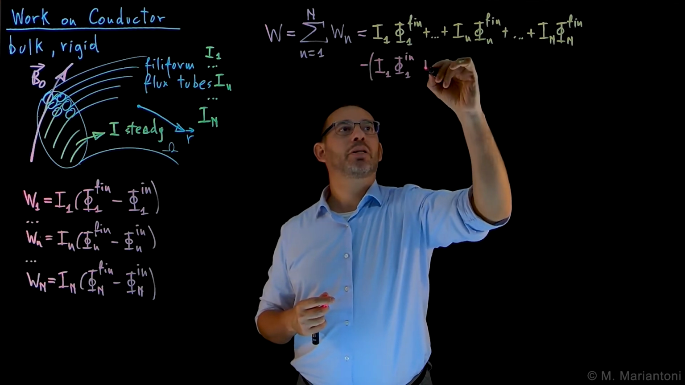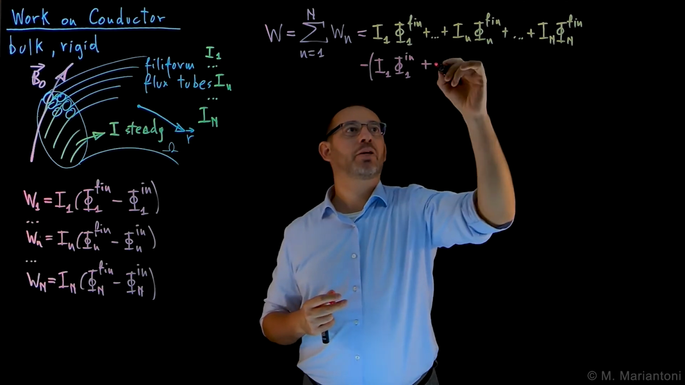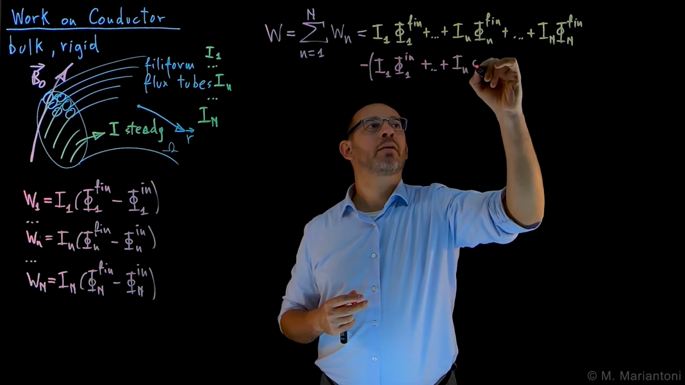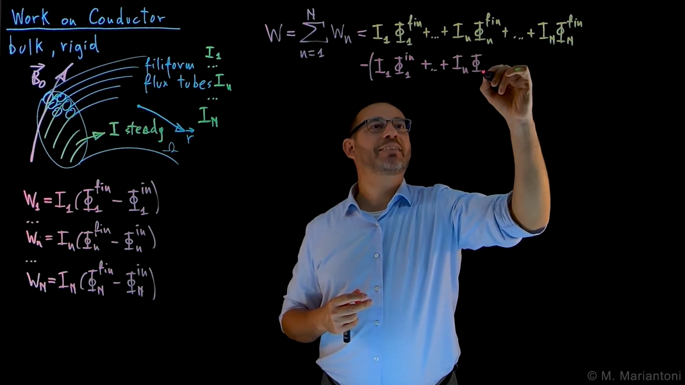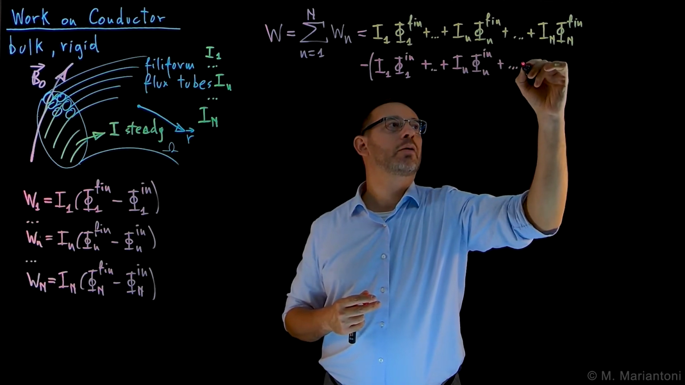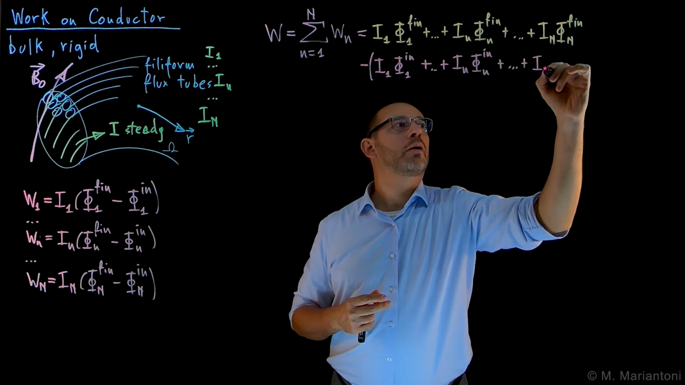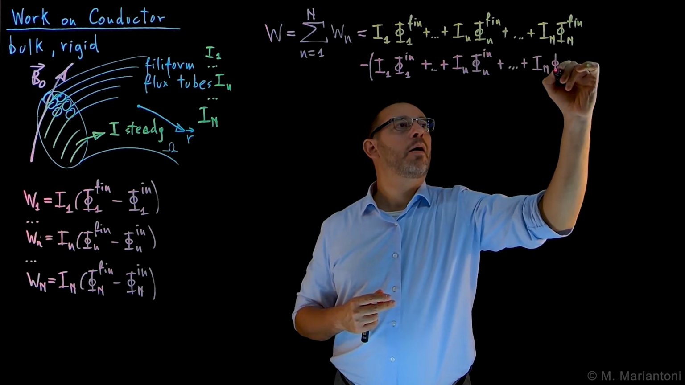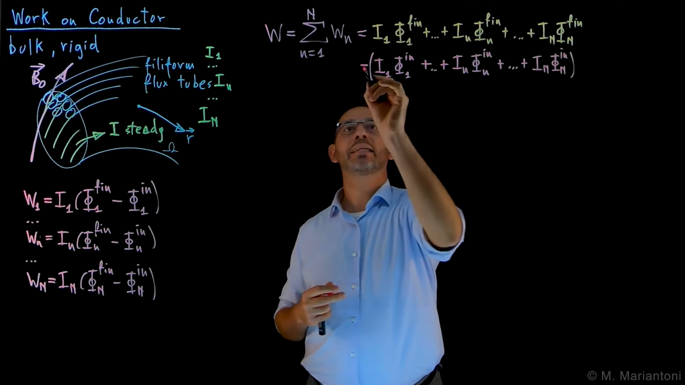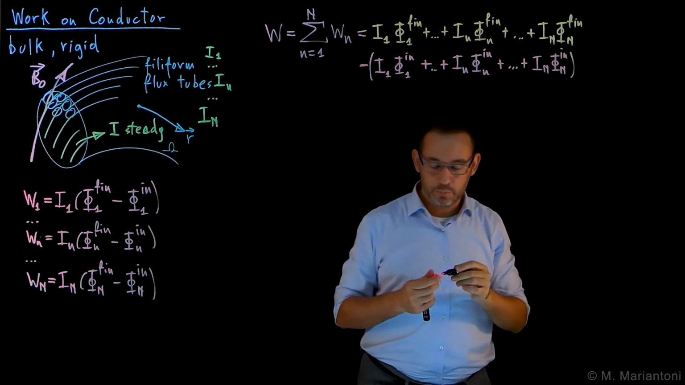So here I put the plus, but remember that it's a minus. A plus I small n. These are all the flux linked with each of these tubes in the initial configuration. Initial. And remember again, there is a minus sign in front of all this series.